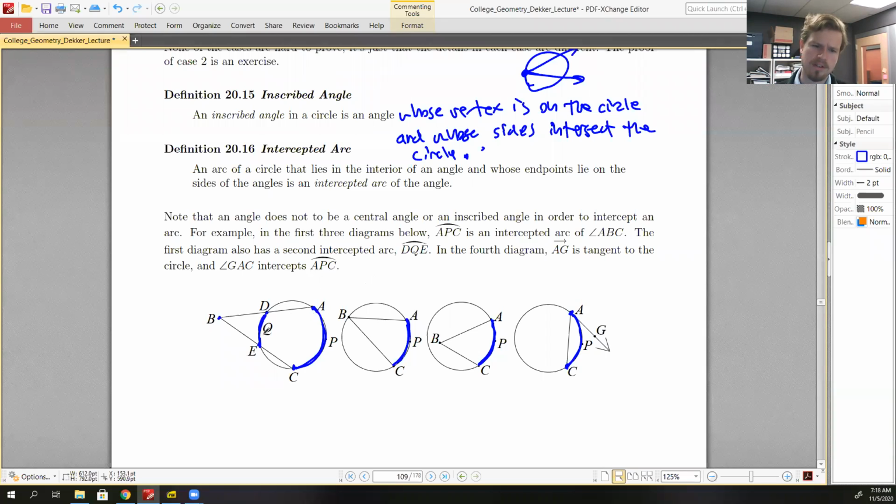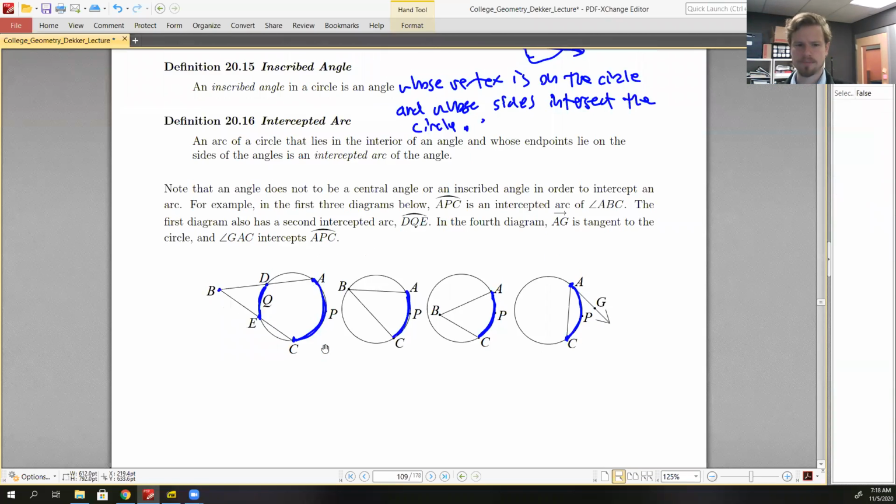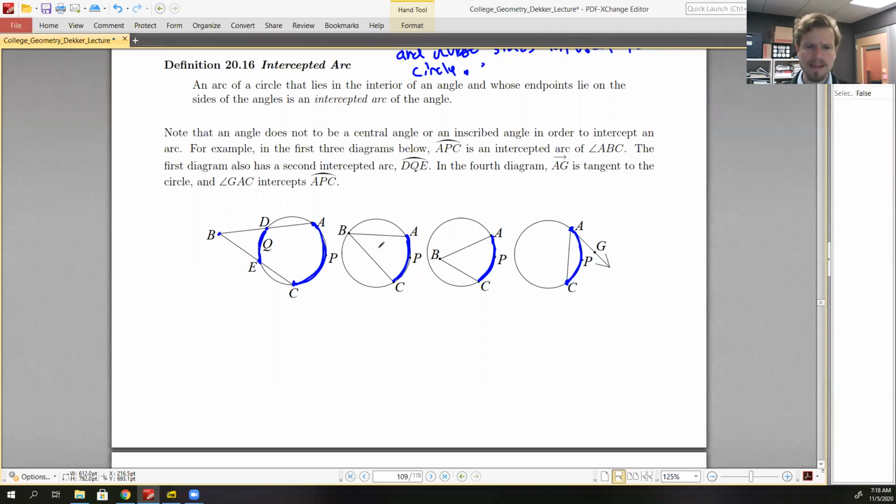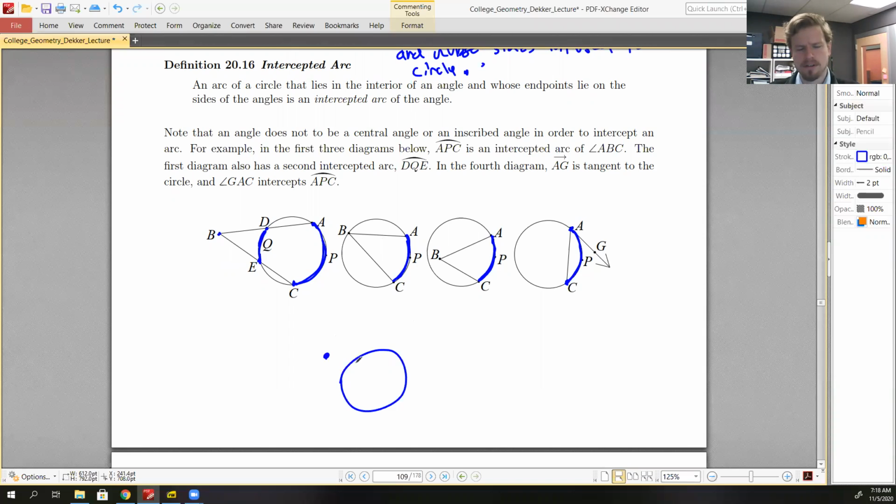So we actually have two intercepted arcs in that first example there. So those are the four ways that we can encounter it. Now, one situation that you might think should exist as well is if we have the angle vertex outside of the circle, and we have this.